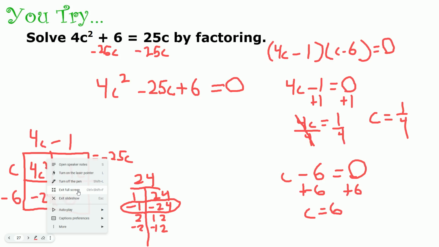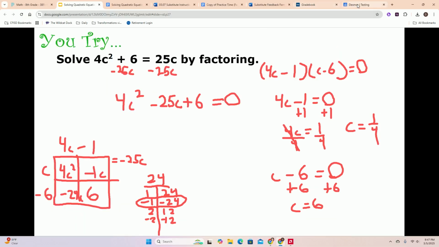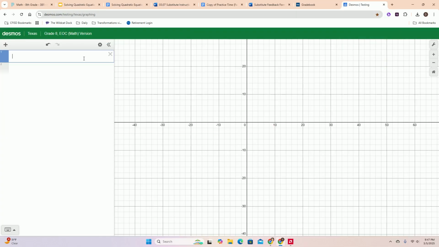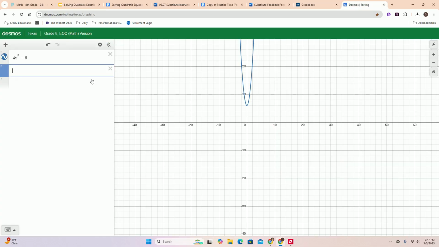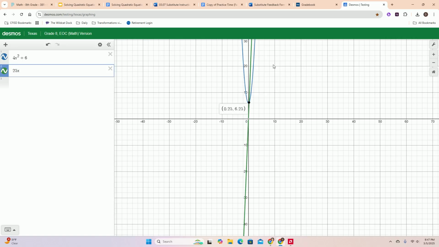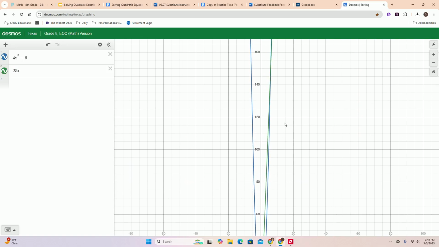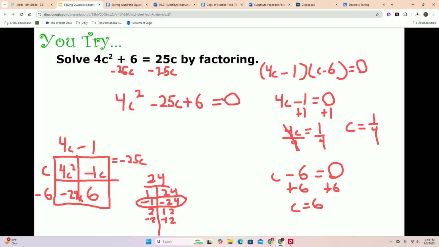Once again, we are able to check this by typing it into the calculator. So I had 4x squared plus 6. And then I had 25x, right? So 25x. I look where they cross. I see 0.25, which I know is 1/4. And then it's going to cross again up here. And I have 6, which were my two answers.